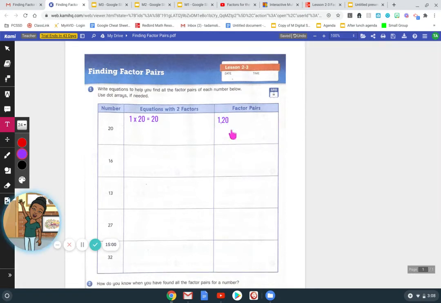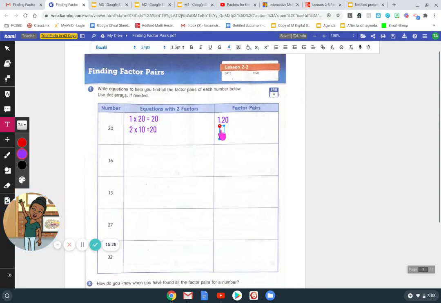Let's think. Without going back to our drawing board, our next number would be 2. Is 2 times another number 20? Yes. 2 times 10 equals 20. So we can add to our equation. Not only 1 times 20 equals 20, but 2 times 10 equals 20. What is my factor pair? Yep, 2, 10.